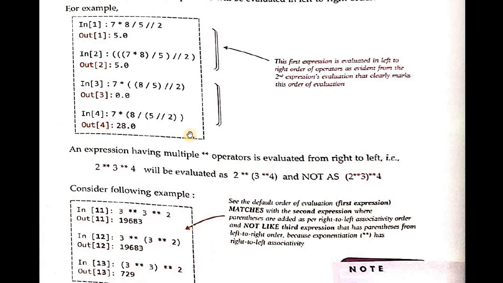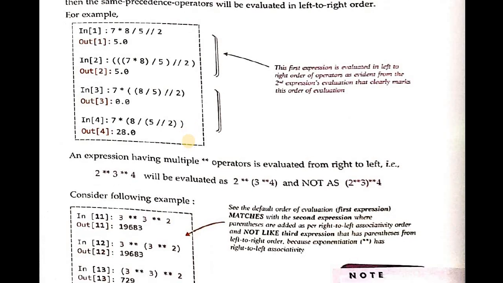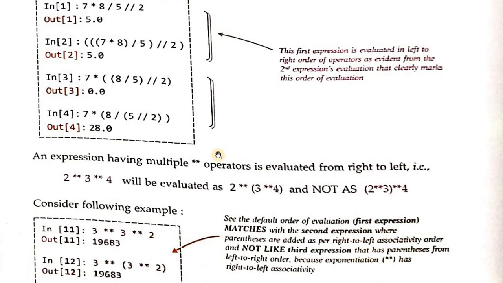Okay, so this is operator associativity, meaning in which order the operators will evaluate. In Python, all the operators are evaluated from left to right except the exponentiation operator. If more than one exponentiation operator is used in an expression, it will evaluate from right to left. I'll show you with an example.